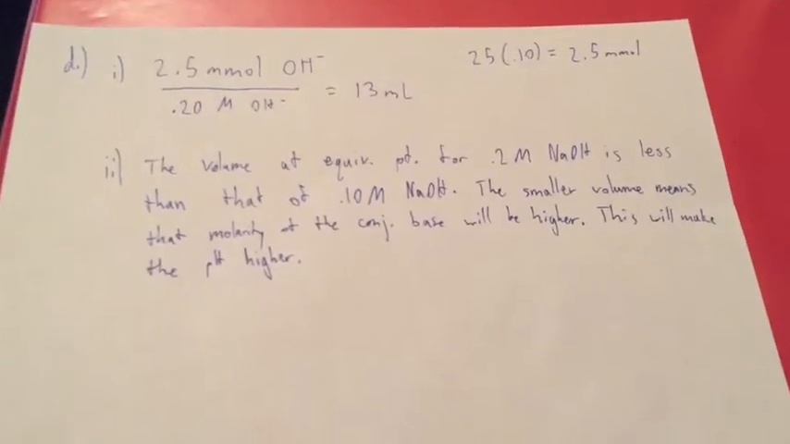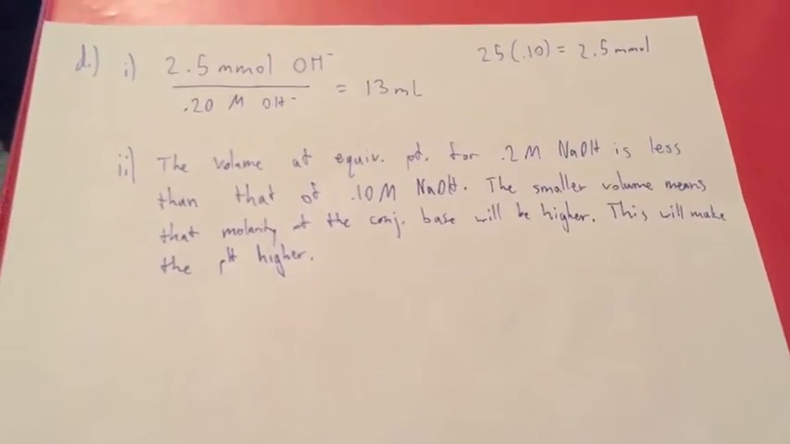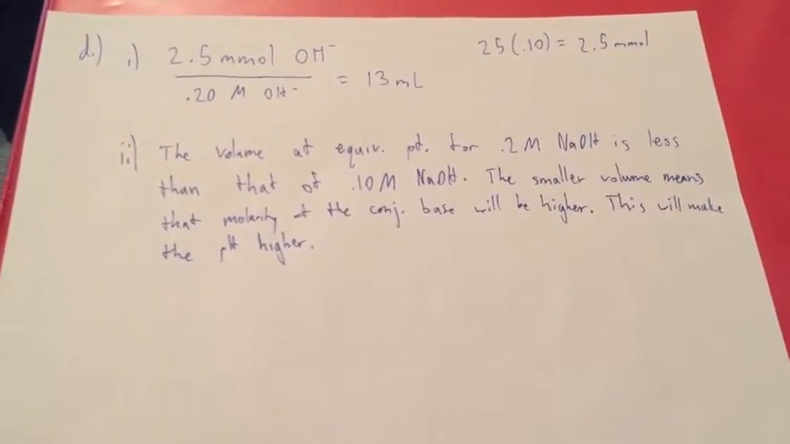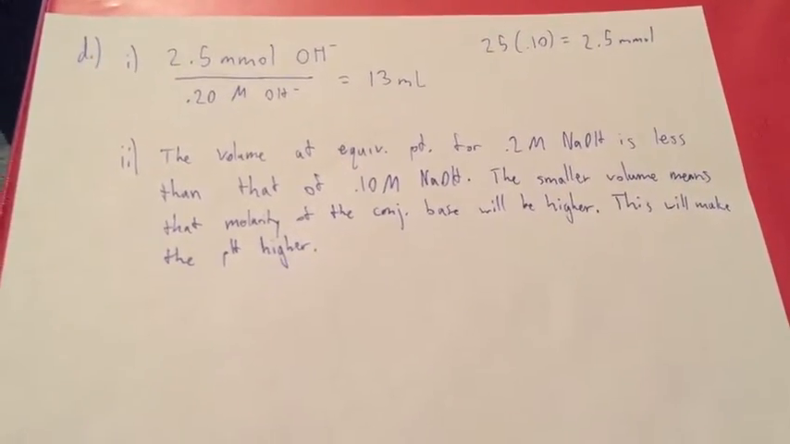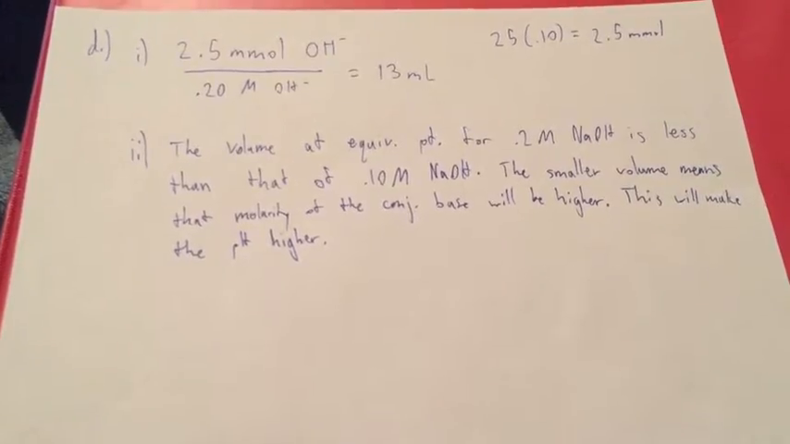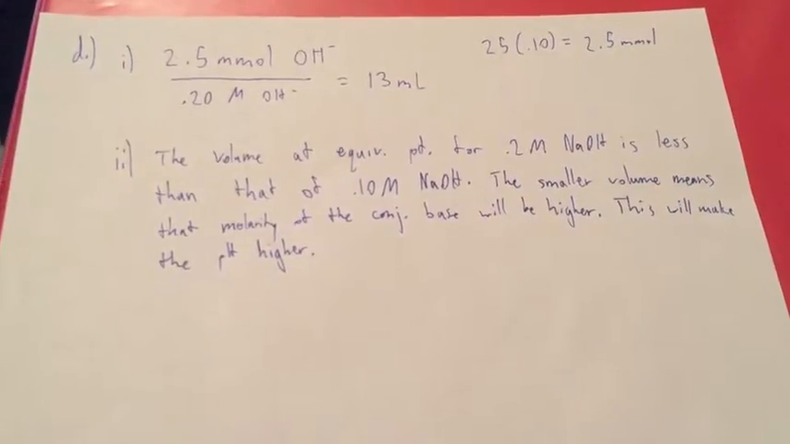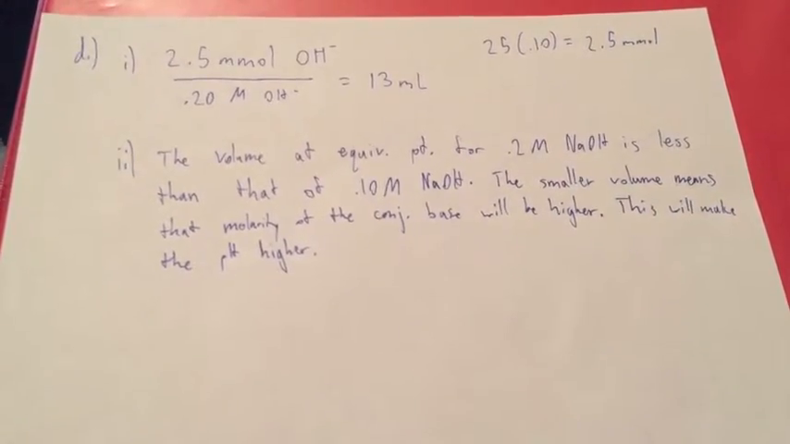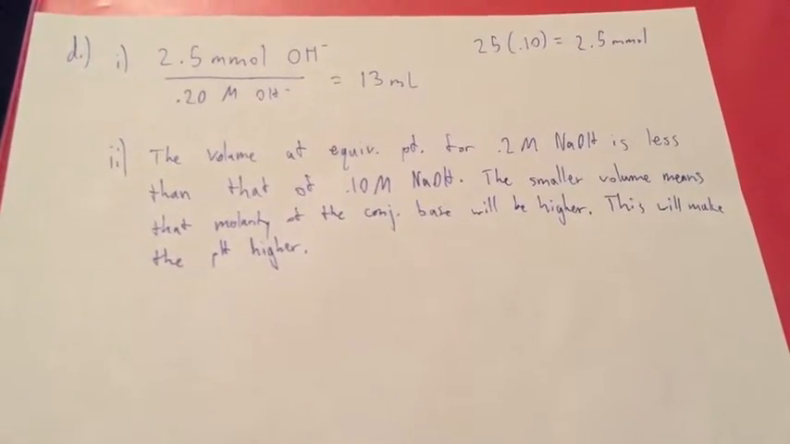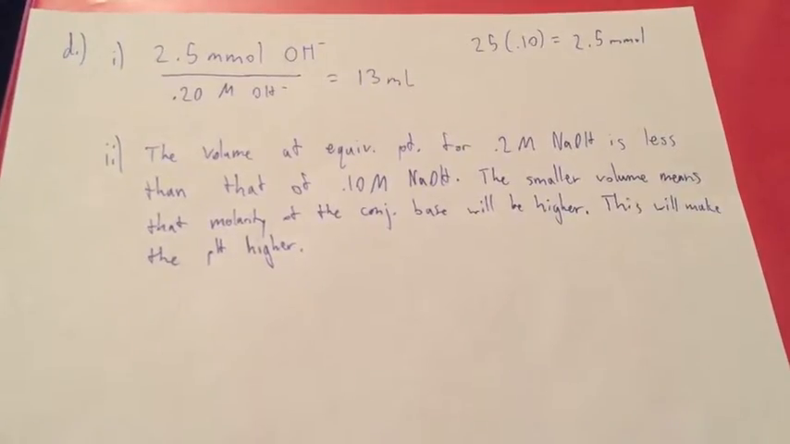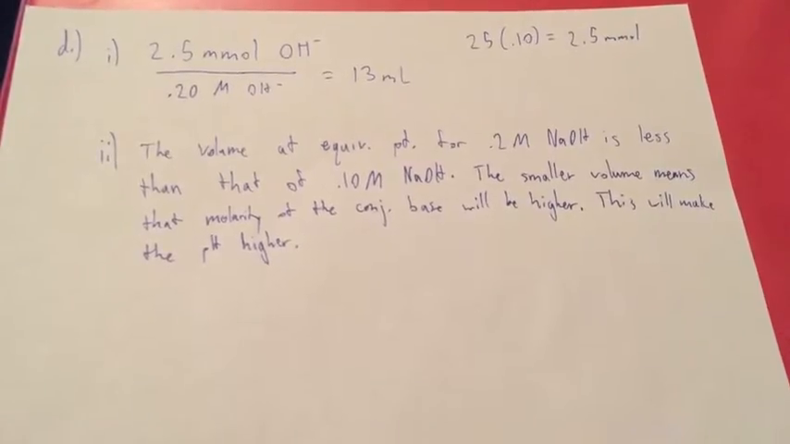In part D, we are told that a 25 milliliter sample of 0.1 molarity weak acid is titrated with 0.2 molarity NaOH, and part 1 asks what volume of the base must be added to reach the equivalence point. So we can find the millimole value of the weak acid, and we know that's equal to the NaOH at the equivalence point. So we can take 2.5 millimoles of the OH minus and divide it by the molarity, and that gives us 13 milliliters.